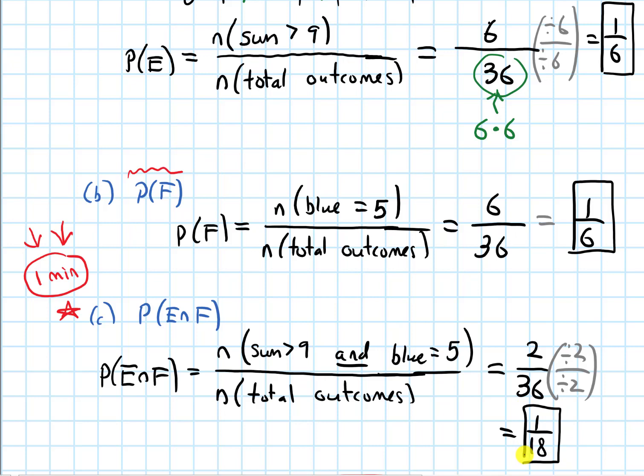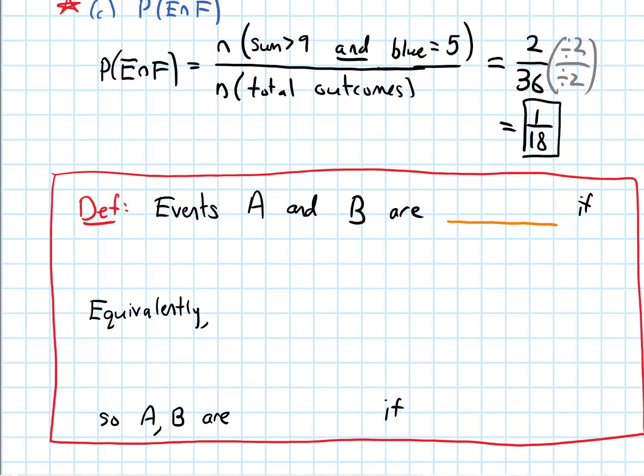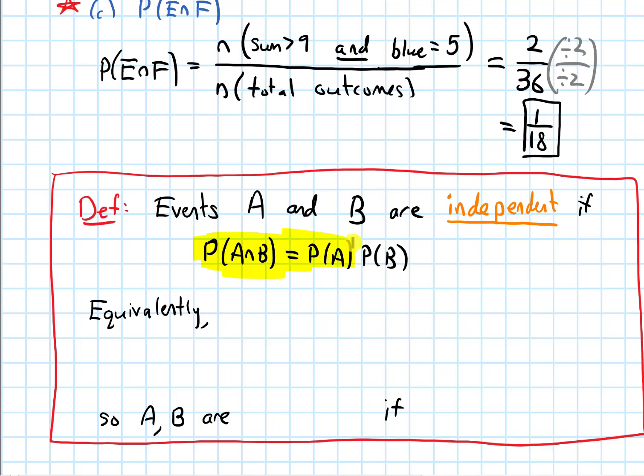Okay, so at this point we are ready to state a key definition. So this definition says that events A and B are independent if the probability of A intersected with B is equal to the probability of A times the probability of B. And I'm going to highlight this. This is a key definition from this section.